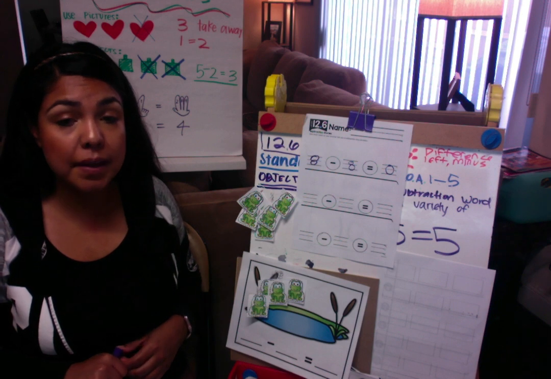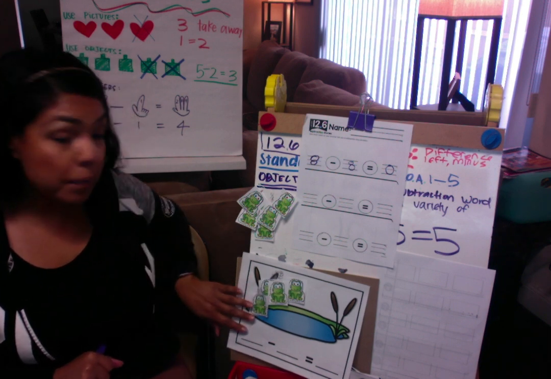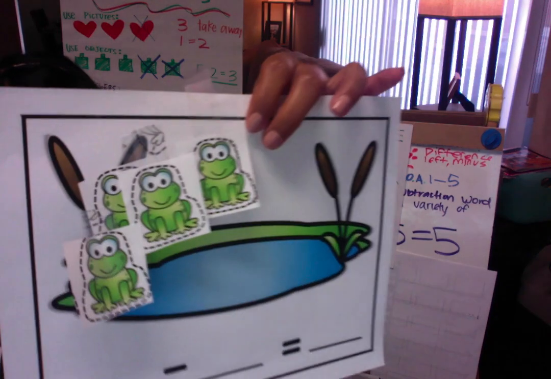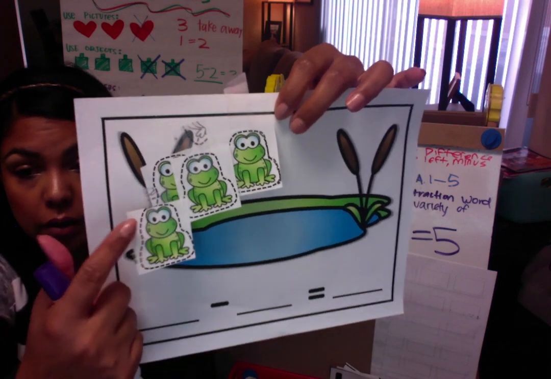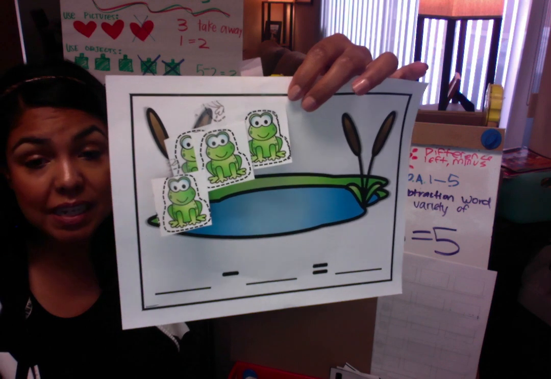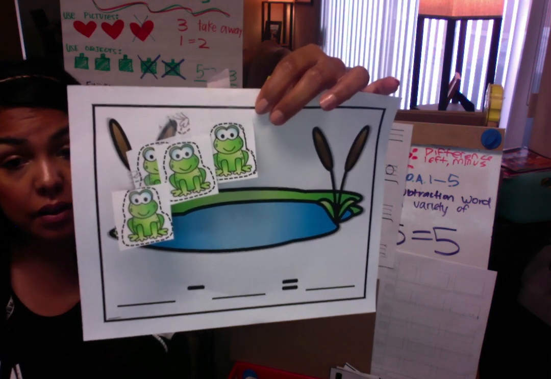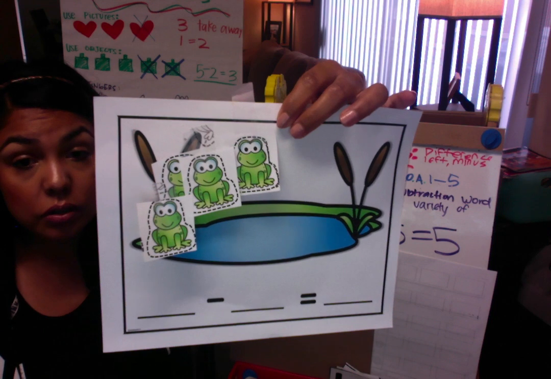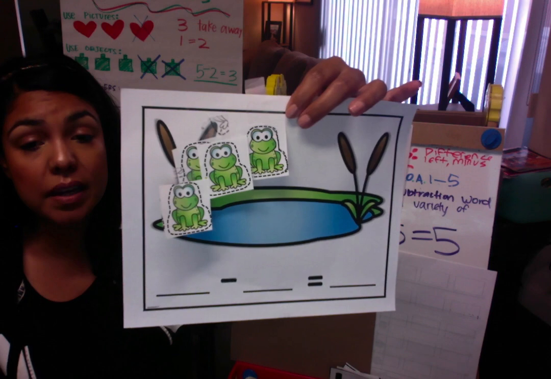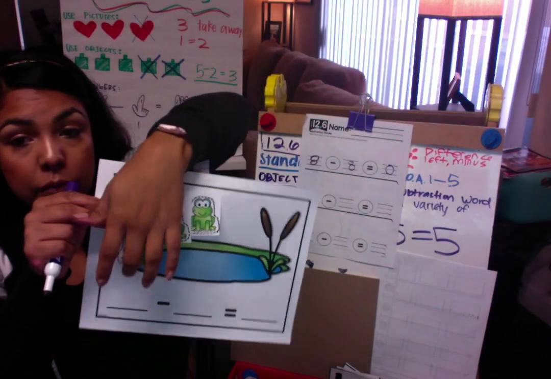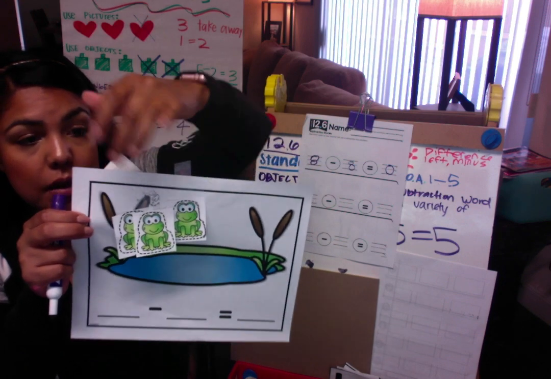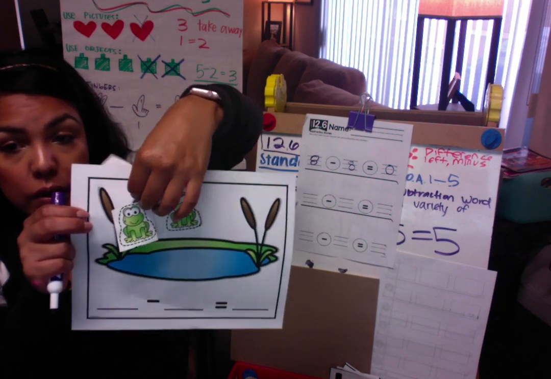Good job, Guile. So remember, Maverick, on your pond, look at my pond, Maverick. You see them? 1, 2, 3, 4. I have 4. And then Miss D says to take away how many? 2. So if you have to take away 2, how many are left? Well, let's try. Miss D's taking away 1. And now Miss D's going to take away 1 more.